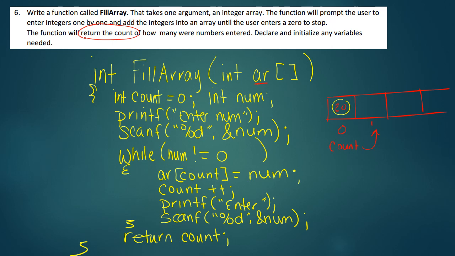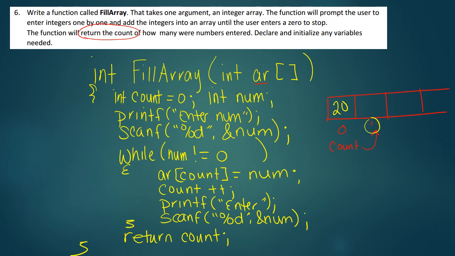So we start out, count is 0, we ask for a number, the user gives us a num. So the user gives us a 20, so count is 0 right here, so we'll assign the 20 right here, and then we'll move count to here. So then count will be 1.